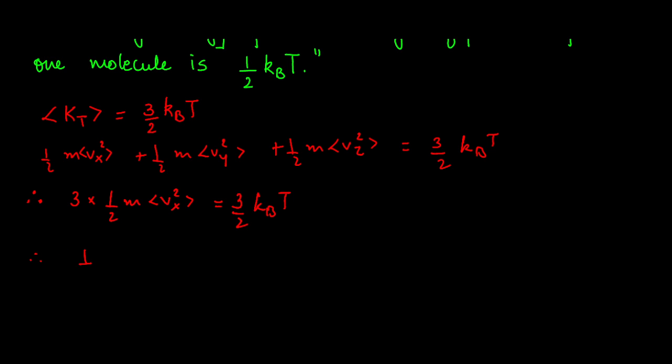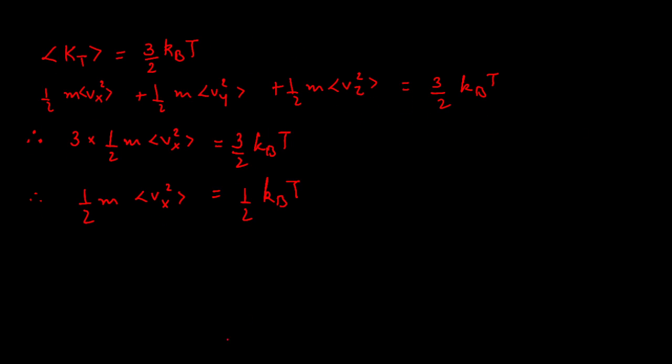So I can say that half m vx square is equal to 1 by 2 kb, right? So half m vx square equal to 1 by 2 kbt. So what does this mean?